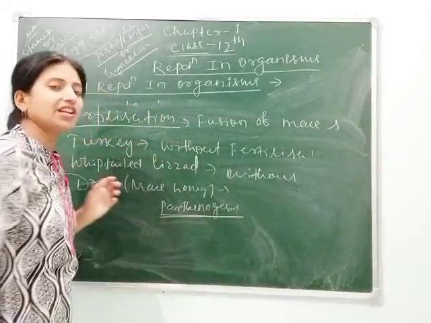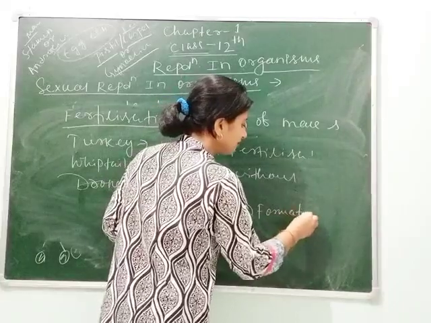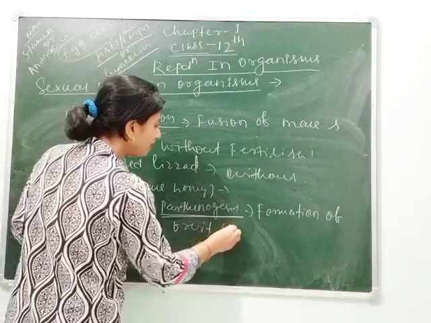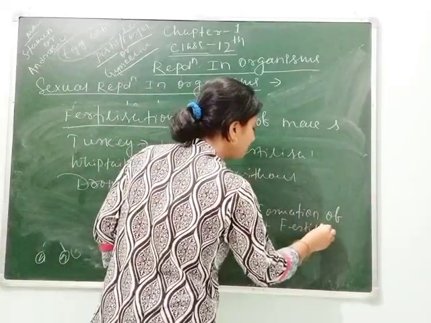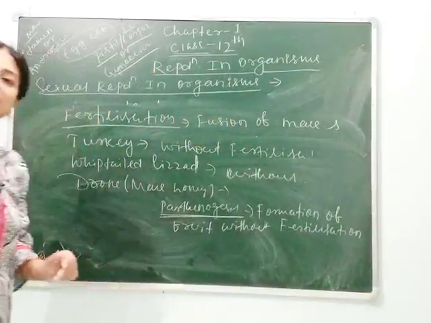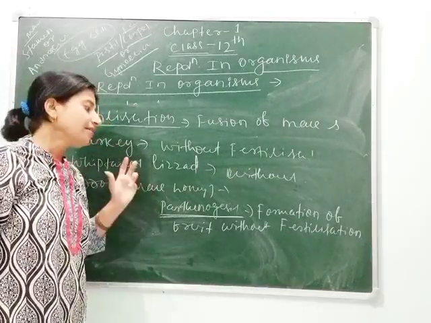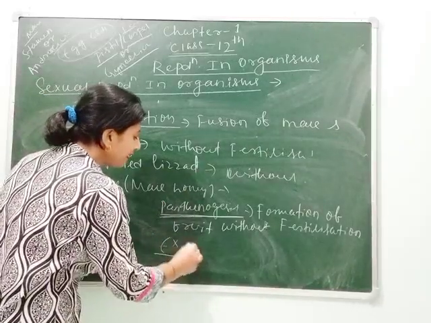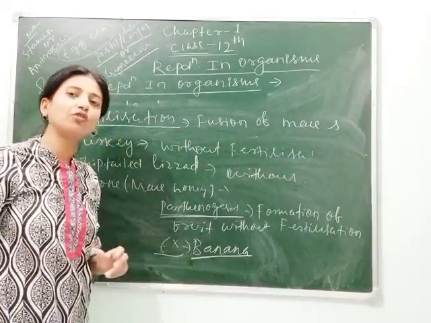Parthenogenesis means formation of fruit without fertilization. Fruit will form but fertilization will not occur. Although we know that without fertilization there will be no fruit formation, in the case of parthenogenesis, fruit is formed without fertilization, and this can be seen in banana. Banana is the example of parthenogenesis.